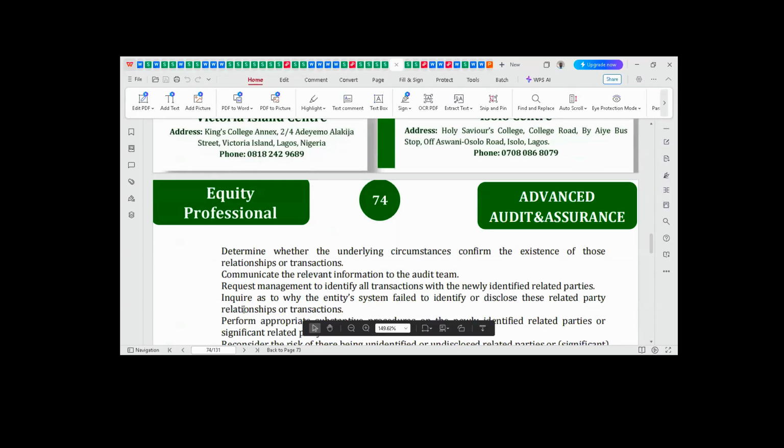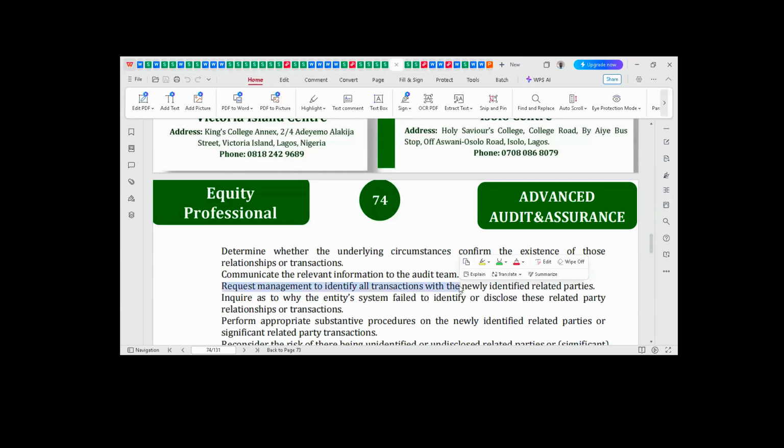So first of all, the auditor will determine the underlying circumstances, confirming the existence of those relationships and transactions. That's the first one. Number two, he will communicate the relevant information to the audit team. That is, this is what I observe: so-and-so person, they are a related party to this organization. Three, request management to identify all transactions with the newly identified related party.